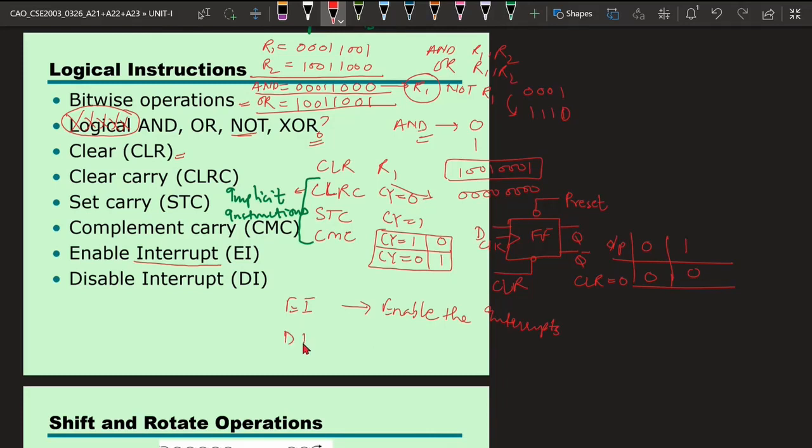And similar to that there is a disable interrupt instruction. It is going to disable the interrupt. So once disable interrupt is run by the CPU, the processor, then all the interrupts will be disabled. Even if they are activated and want to interrupt the processor, they will not be able to interrupt because all the interrupts have been disabled.